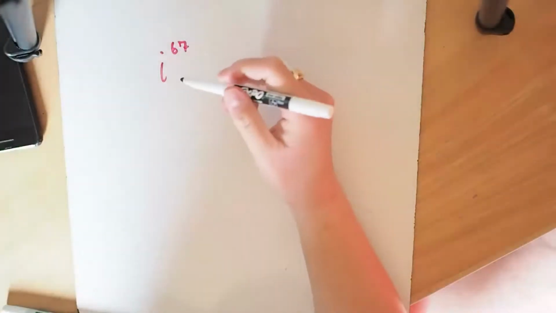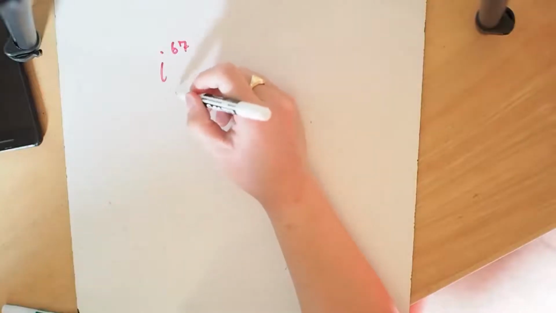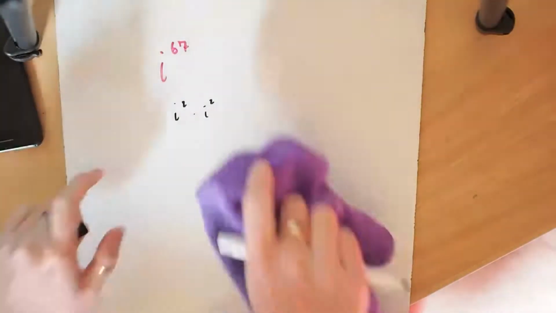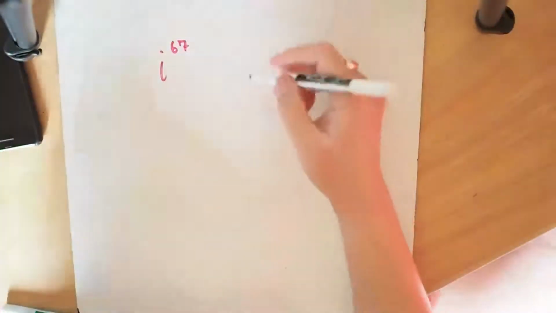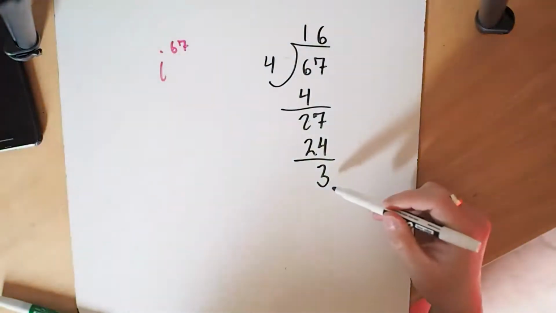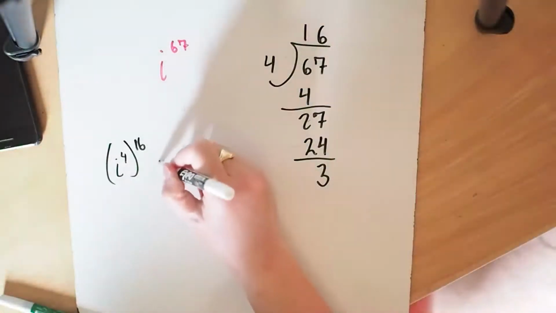So this allows us to have some certain shortcuts. What happens if we want to simplify i to the 67th power? Instead of saying that's i squared times i squared, and counting how many i squareds there are, we don't want to do that. The easiest way is to take the exponent and divide it by 4. We'll see that we get a remainder of 3. So we technically have i to the fourth 16 times, and then we also have i to the third.